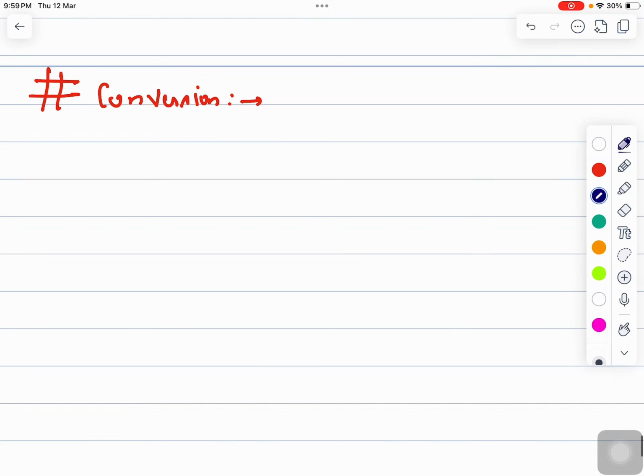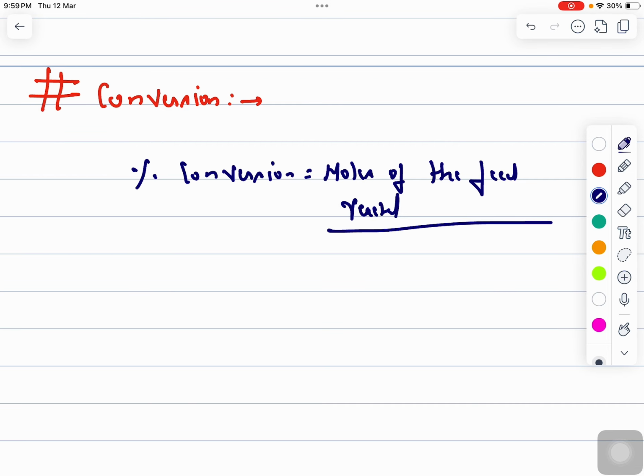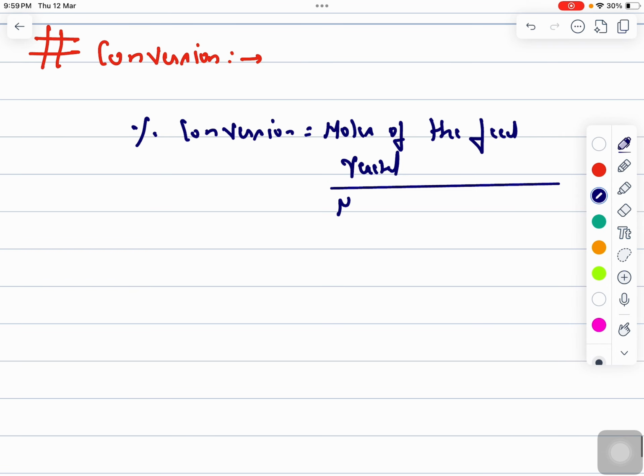The formula for percent conversion is equal to moles of the feed reacted divided by moles of the feed supplied, and then you have to multiply with 100.